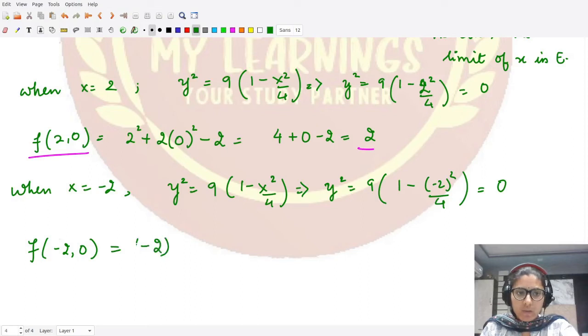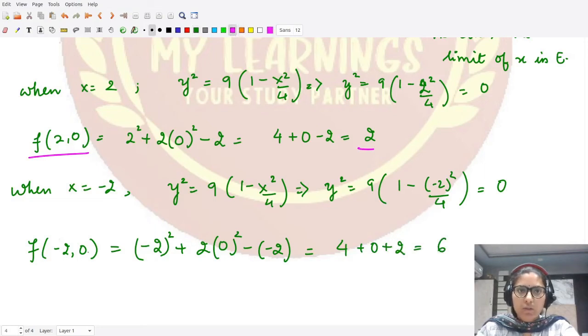x square is minus 2 square plus 2 times y square, that is 0 square, minus x. Minus x is minus 2. So you have 4 plus 0 plus 2. So this value is 6. Let's also mark this. We'll be comparing these points finally.